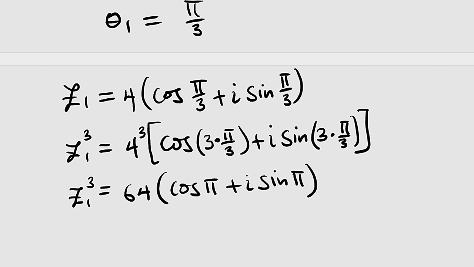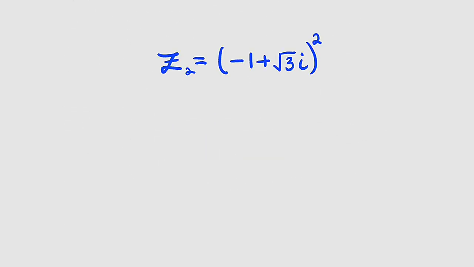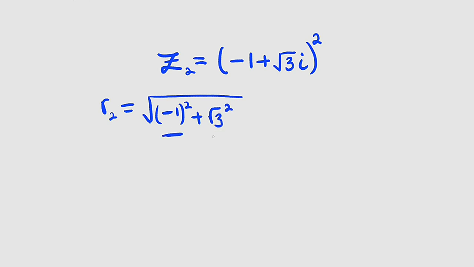Let us take the second one. The second complex number is -1 plus root 3i to the power of 2. So here is our second complex number. Let us find r2, which is the modulus. Square root of -1 squared plus root 3 also squared. This is 1, this is 3.